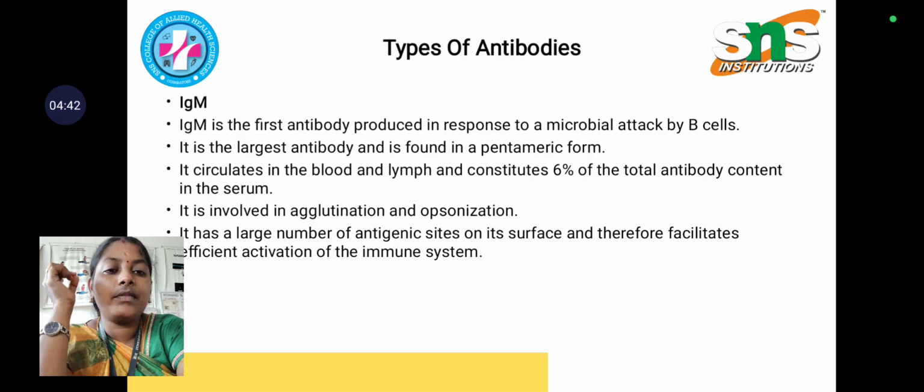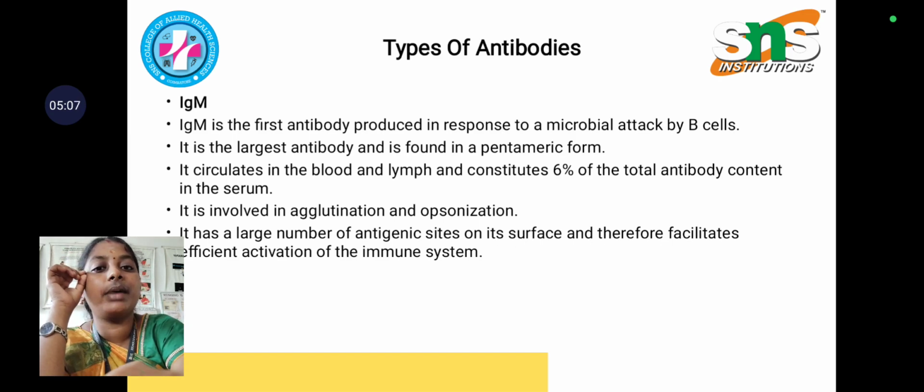it also has a large number of antigenic sites, the surface to which the antigen binds, and therefore facilitates efficient activation of the immune system. So IgM is regarded as the first and largest antibody found inside our blood, and it is mainly responsible for attacking microbial pathogens.